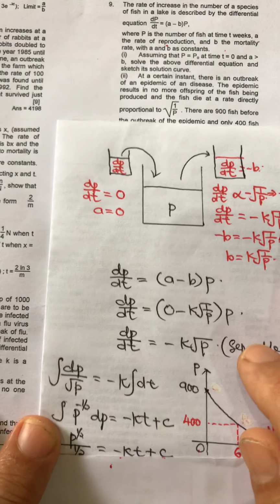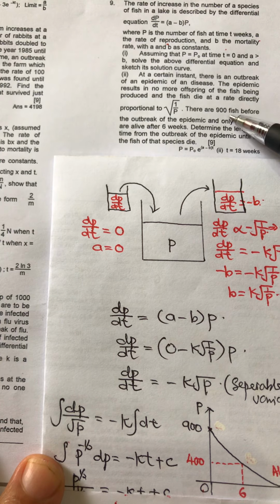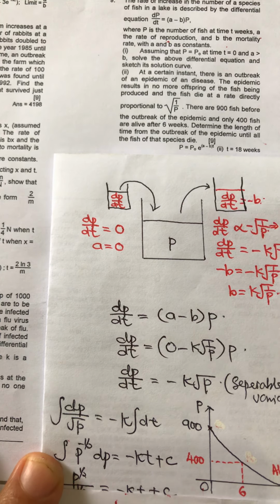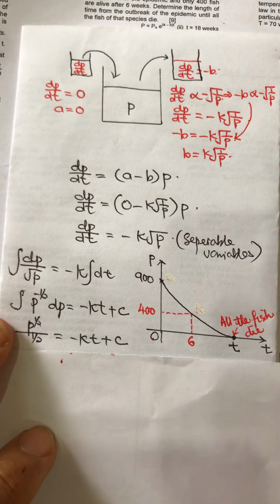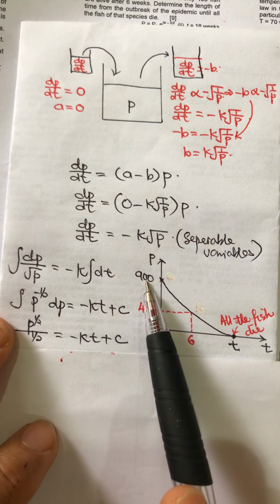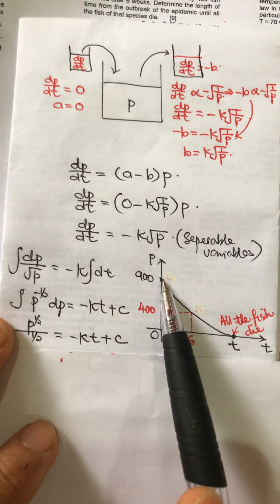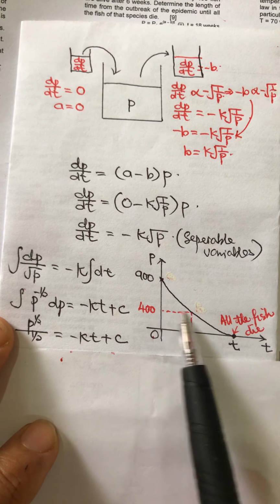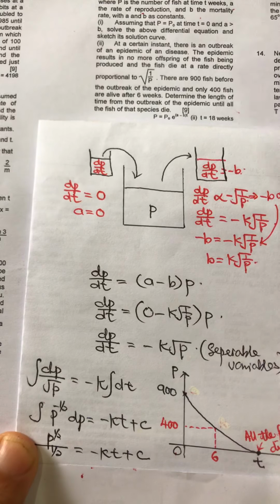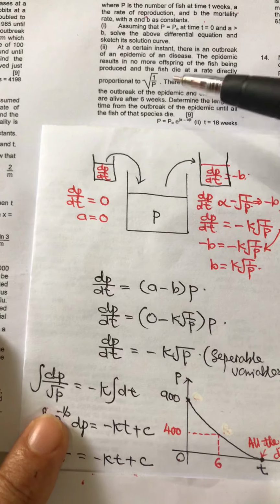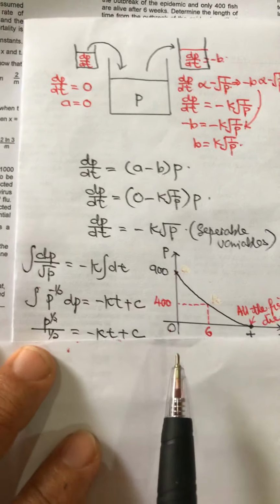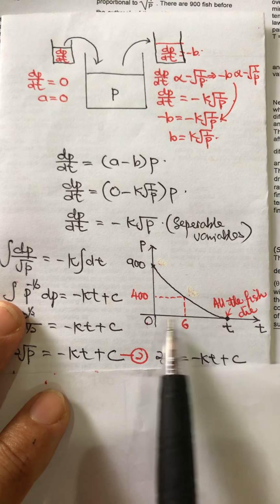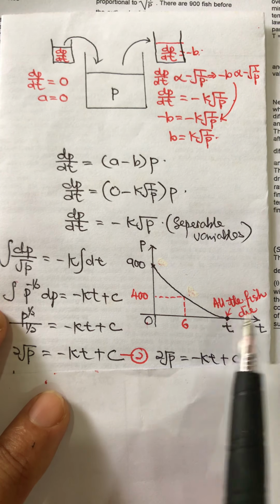Just now, what is given? You said there are 900 fish before the outbreak of the epidemic, and only 400 are alive after 6 weeks. That means, you see, here got outbreak already. We have 900 fish here, then the outbreak, the epidemic. And then after 6 weeks, t is big, you have only 400 left. So the question is, determine the length of time from the outbreak until all the fish die. So from the outbreak here until all the fish die, that means p is 0. So how long does it take for all the fish to die?